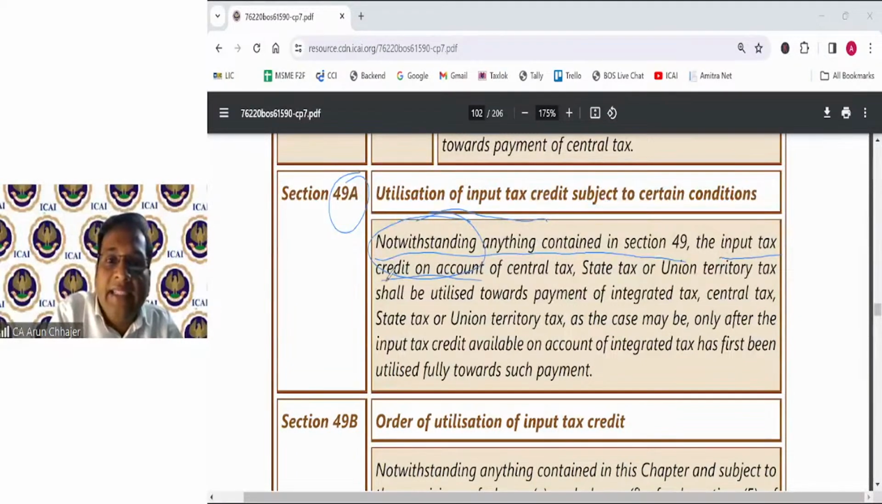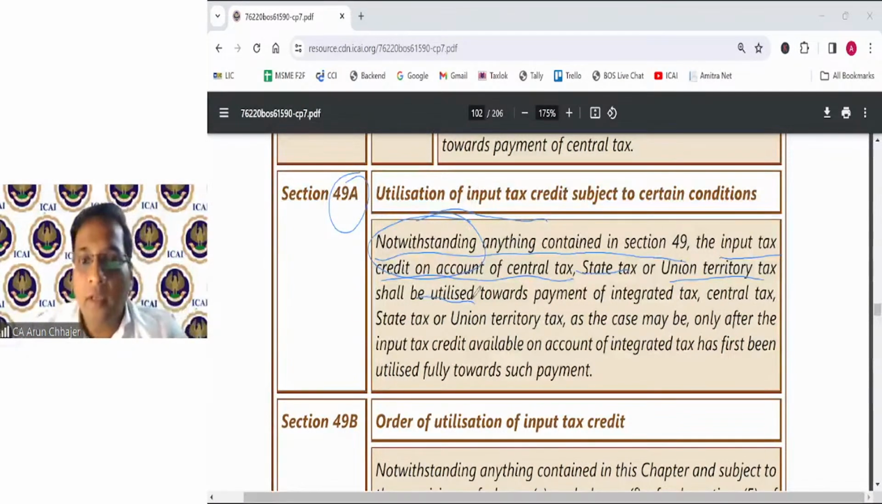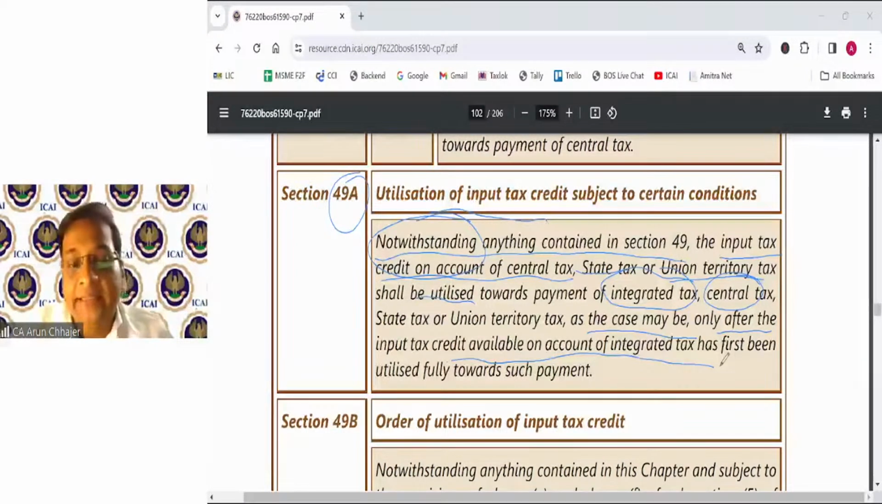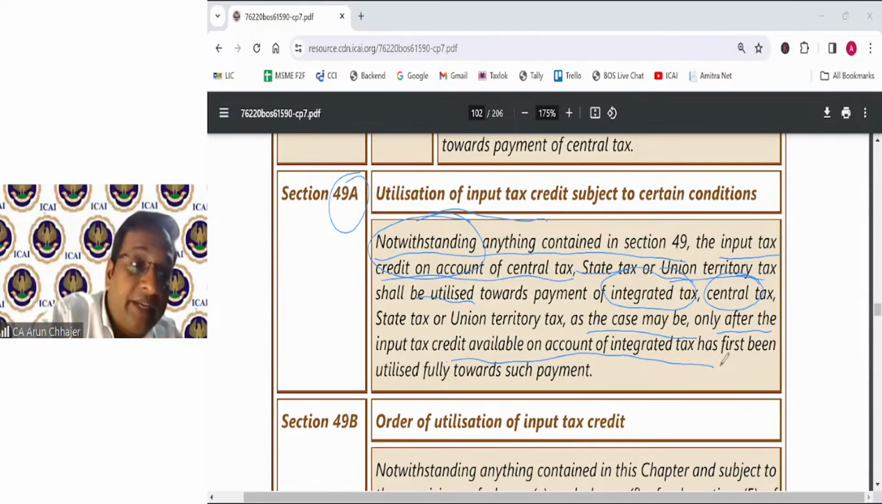The ITC on account of the CGST, SGST or UTGST shall be utilized toward the payment of I, C, S as the case may be, only after the ITC available on account of integrated tax has been utilized fully toward that payment. Let me read once again very slowly.